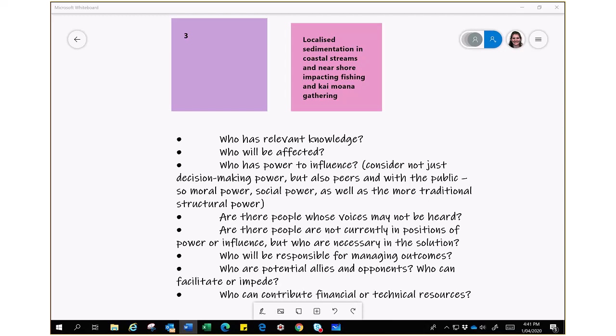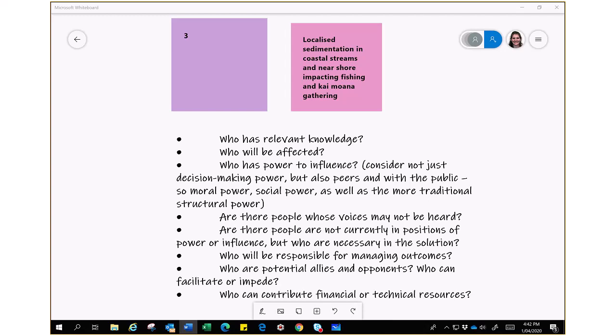So you want to think about, are there people who are not currently in positions of power or influence, but who might be necessary in the solution? So again, in this example, there might be a marae garden at the bottom of the catchment, so they're not really generating very much sediment, and the sediment's not really affecting them, but they use permaculture practices, and these practices might have an important role to play in the research or in the outcome.